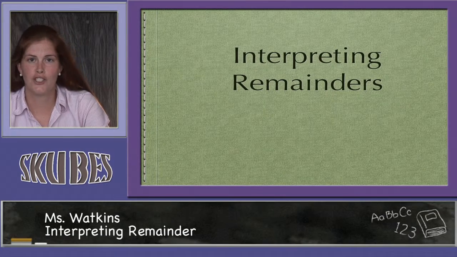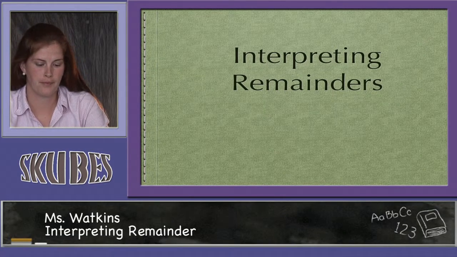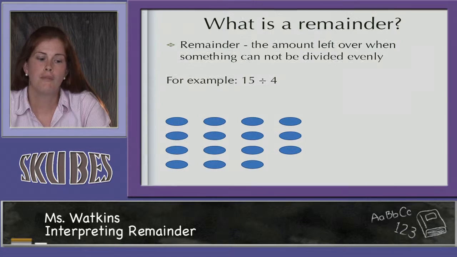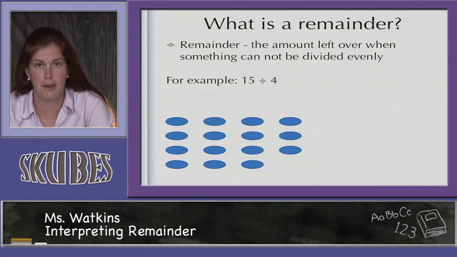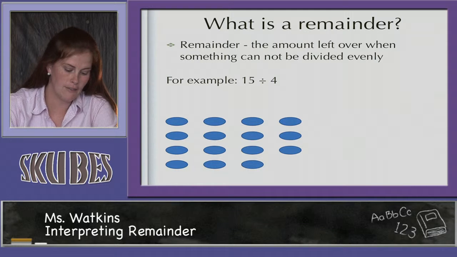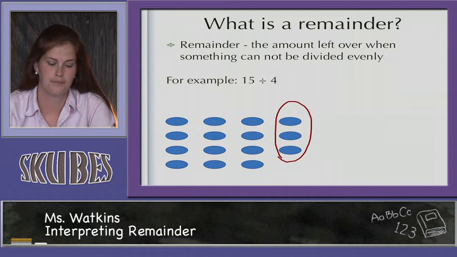Welcome to our lesson on interpreting remainders. A remainder is the amount left over when something cannot be divided evenly. For example, 15 cannot be divided evenly by the number 4, and so I'm left with a remainder of 3.